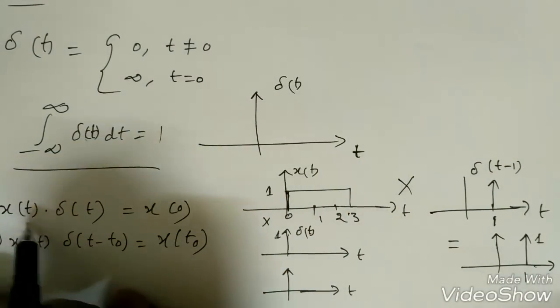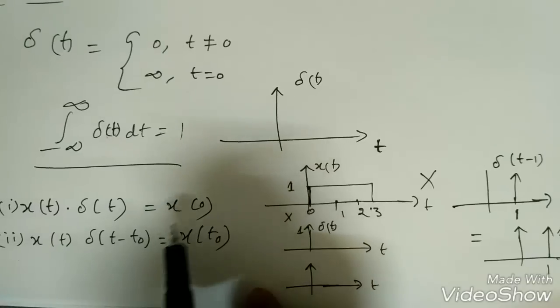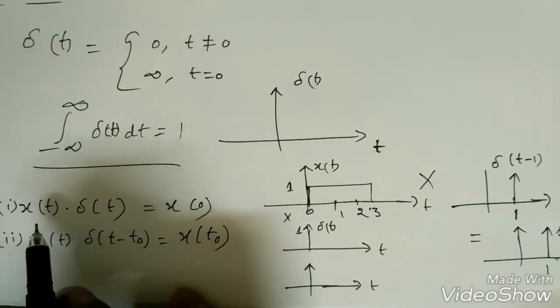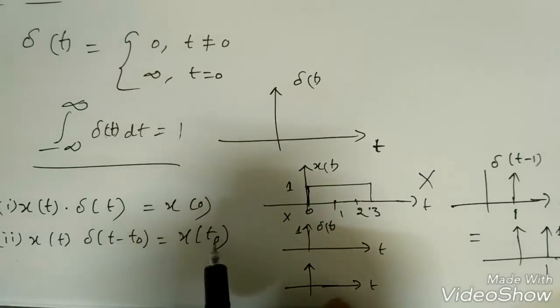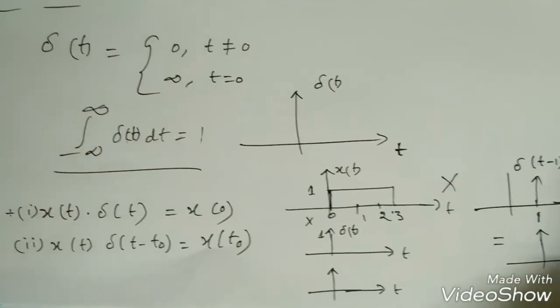So whenever I multiply with the delta function, we will get the sample of the input signal, or x of t at t equal to t naught. If t naught equals 0, x of 0; t equals 1, x of 1, etc. These are the two very important properties.